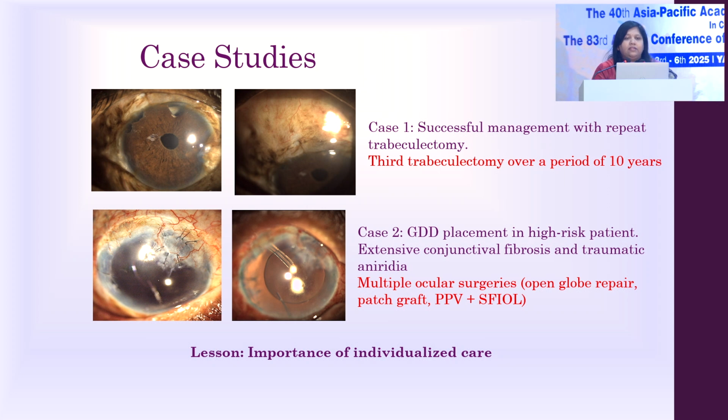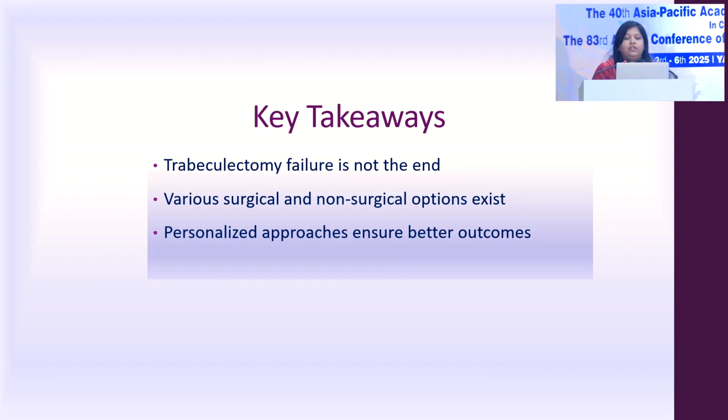The second case is that of a GDD placement in a high-risk patient. Here again, there is so much fibrosis. There is absolutely no occasion here to do a second trab, so it is better to go for a GDD. The lesson here is the importance of individual care. Key takeaways: trab failure is not the end. Various surgical and non-surgical options exist, and personalized approaches ensure better outcomes. Thank you for your attention.